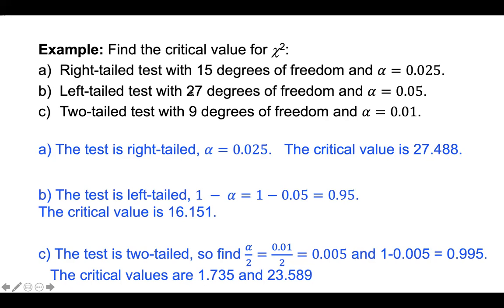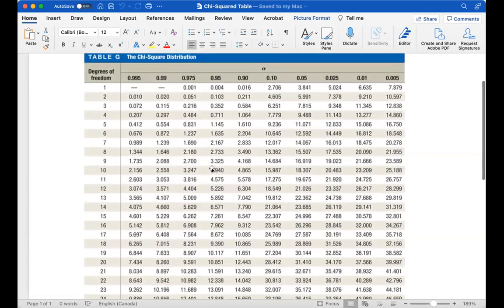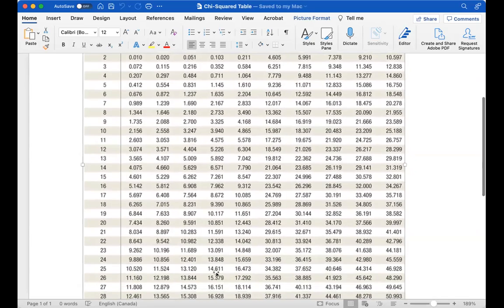What about the left tail? Let's say we are given 27 degrees of freedom and alpha is 0.05. For a left tail, we take 1 minus alpha. So 1 minus 0.05 gives us 0.95. Now we look this up in the table. Going down the 0.95 column to 27, you get 16.151 right here. That's that value.